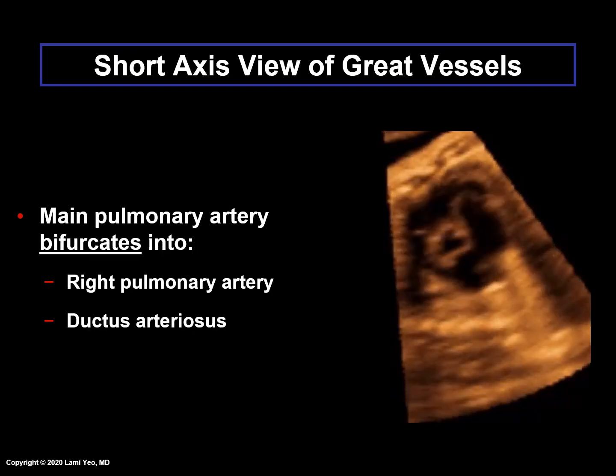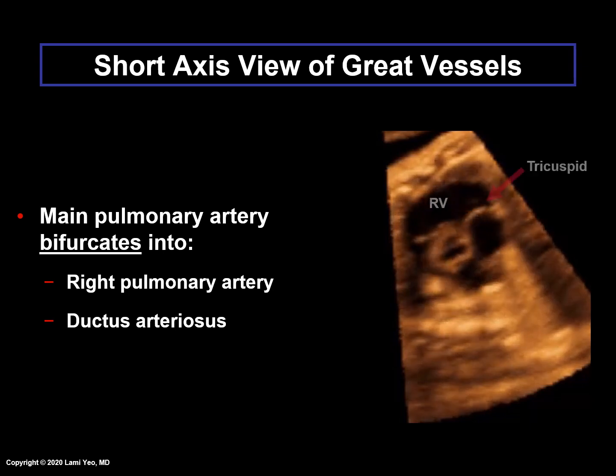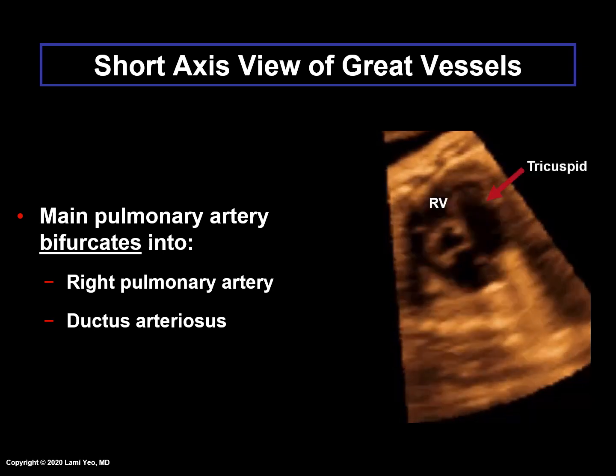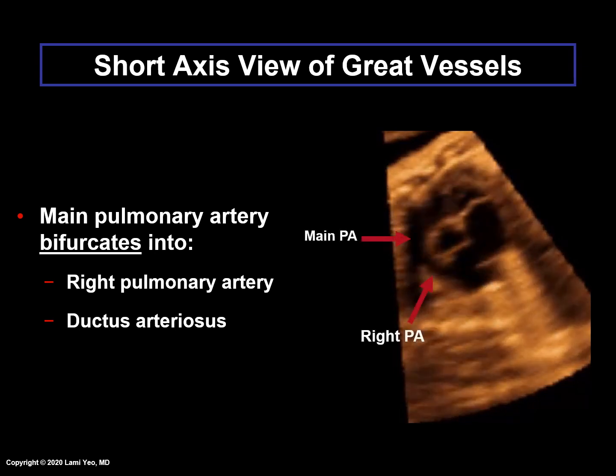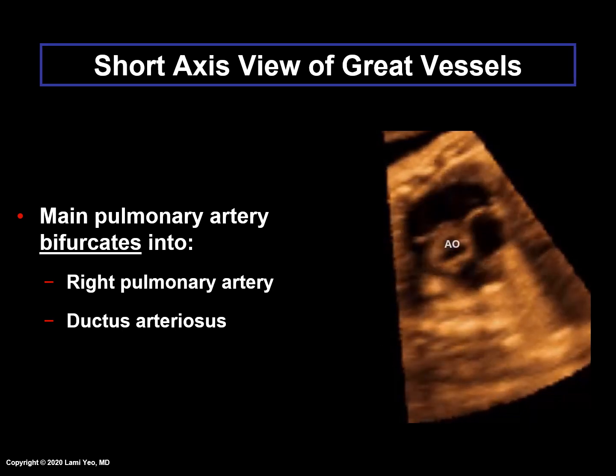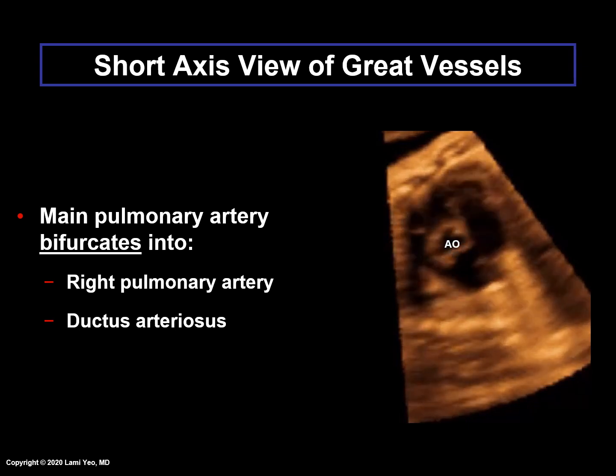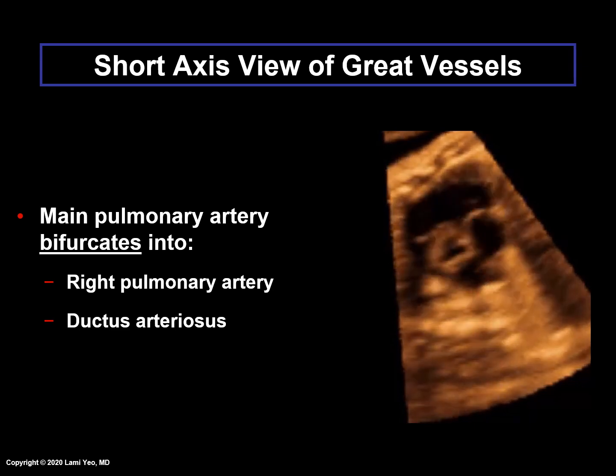In the short axis view of the great vessels, the left atrium, right atrium, tricuspid valve, right ventricle, and main pulmonary artery can be identified. The main pulmonary artery, which bifurcates into the right pulmonary artery and ductus arteriosus, wraps around the cross-section of the aorta at the level of the aortic valve. The right pulmonary artery courses under the aorta and to the right.